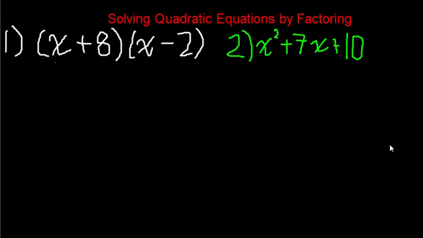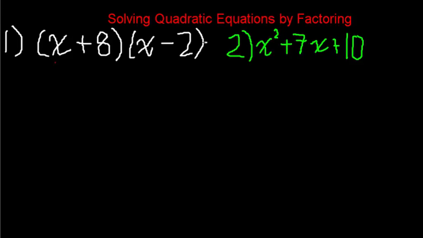Today in this video we're going to be talking about solving quadratic equations by factoring. I simply like to think about it as finding zeros, because when we're solving quadratic equations by factoring, we're just looking for the x-intercepts, to keep it simple. Let's start with this problem. How might we attack it?